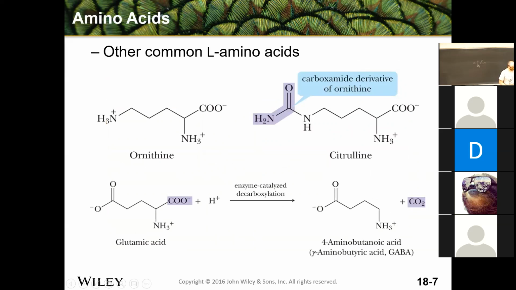Okay, these are some other common L-amino acids. We have ornithine, citrulline. Okay, it has this, this is the carboxamide derivative of ornithine, where we form an amide here. And then this is 4-amino-butanoic acid, also known as GABA, gamma-aminobutyric acid. This is a neurotransmitter.